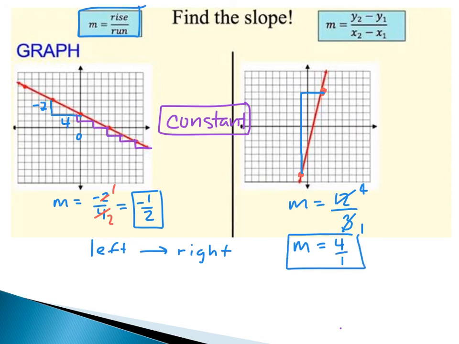And again, to show you what this means, some of you may have recognized, why the heck did I skip a point? I could have gone from here to here, up 4 over 1. I could have gone up 4 over 1, and I could have gone up 4 over 1 again. It's the same pattern because slope is always the same. So this is identifying slope graphically.